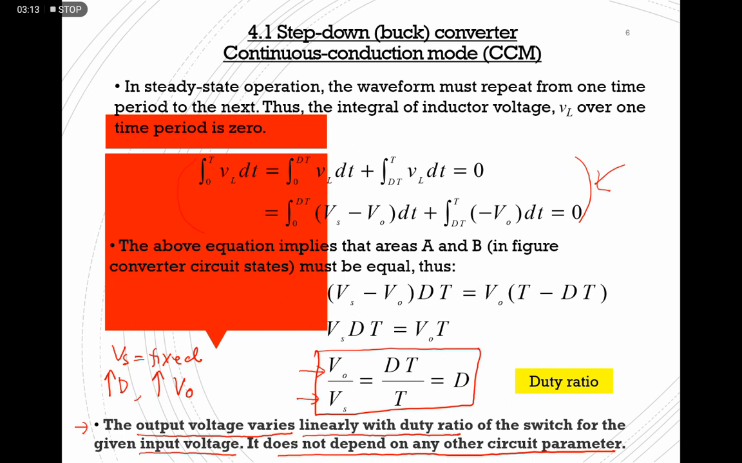That is basically how to generate the equation of the duty ratio. Next I will proceed with the analysis in finding the value of the passive components in the buck converter, which is the value of the inductor and the value of the capacitor.